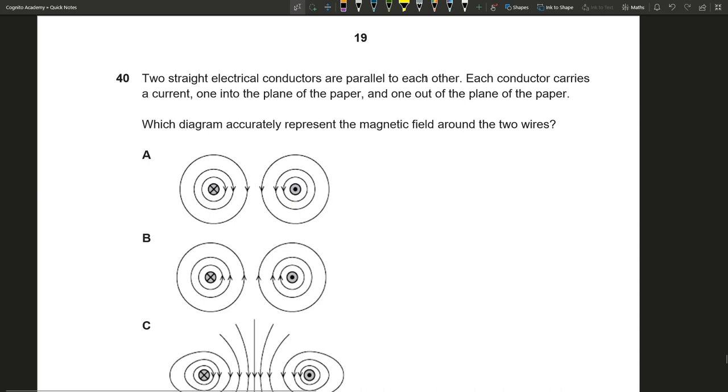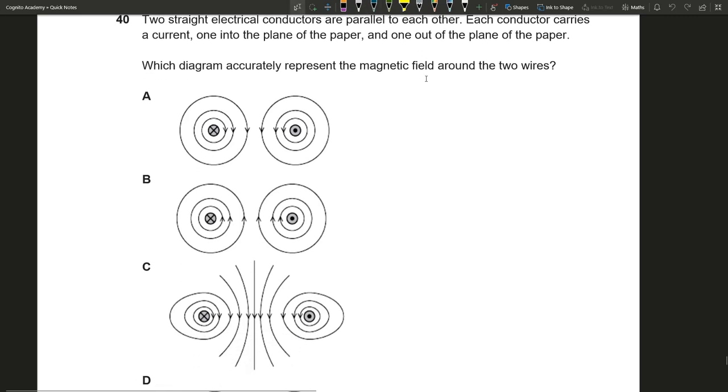Question 40. Two straight electrical conductors are parallel to one another. Each contains a current, one into the plane of the paper and one out of the plane of the paper. And then we are asked which diagram accurately represents the magnetic field. So just one thing to note is that using our right hand rule, we can see that this current traveling out of the plane of the paper creates a counterclockwise field, while this current traveling into the plane of the paper creates a magnetic field that goes clockwise.